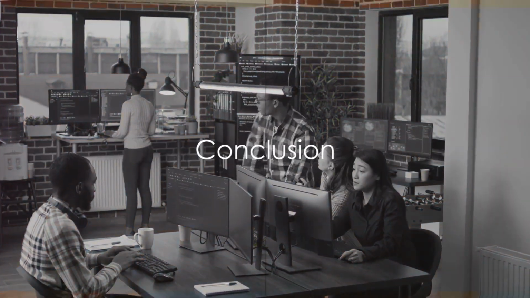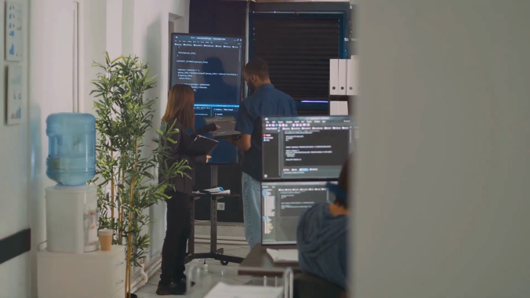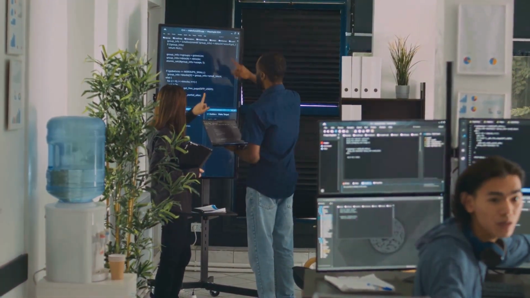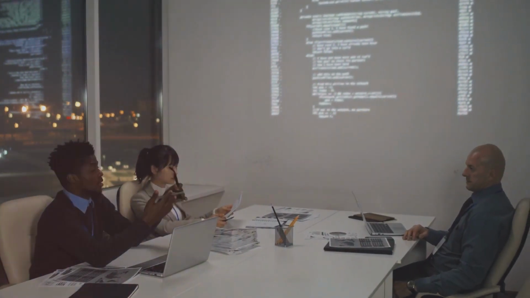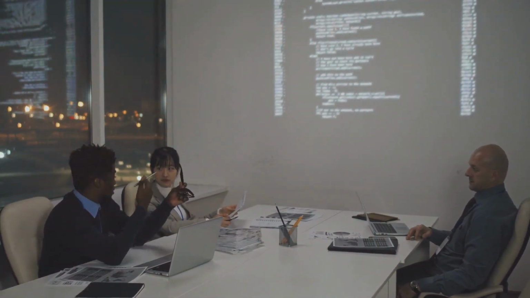In conclusion, DevOps testing is a critical part of the DevOps lifecycle. It ensures that the software delivered is of high quality and meets the requirements of the customer. By understanding and implementing these various types of testing, you can ensure a successful and efficient DevOps process.